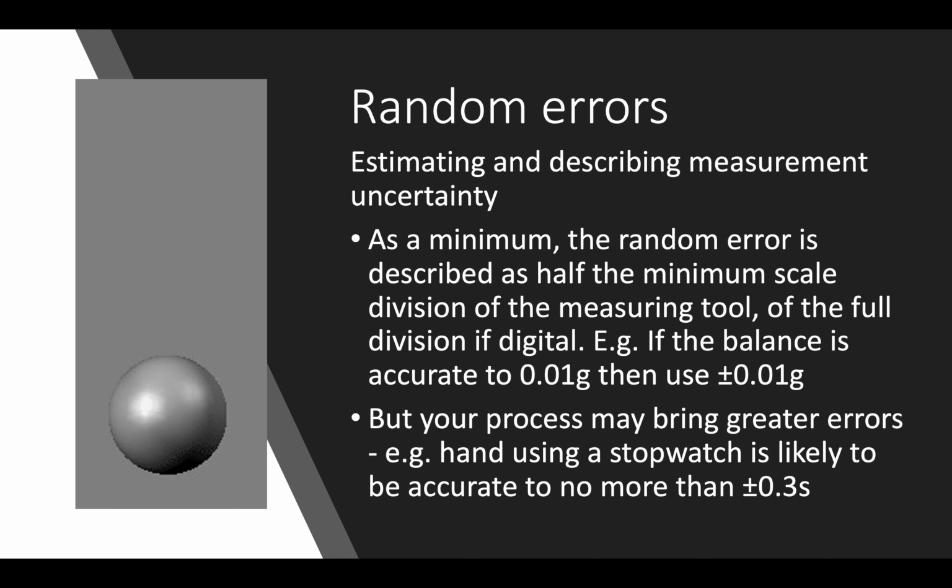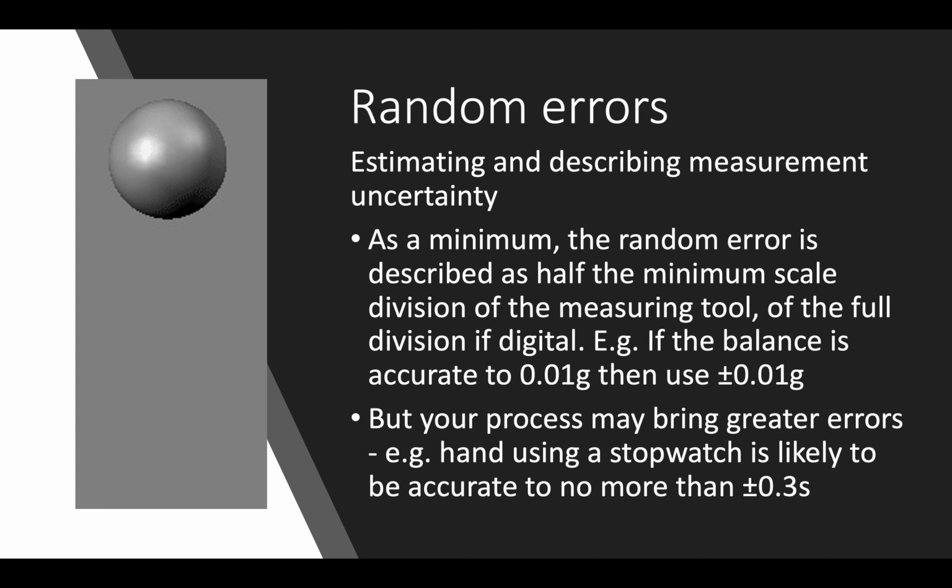If, however, you have a digital tool such as a scale with a plus minus value of 0.01 grams, then the most precise that tool can be is plus minus 0.01 grams. So go with that value. If you're not sure, if you've got a choice of two, go with the bigger value. It's always better to overestimate your errors than underestimate them.